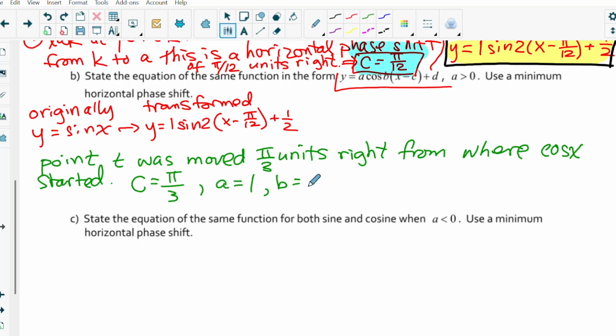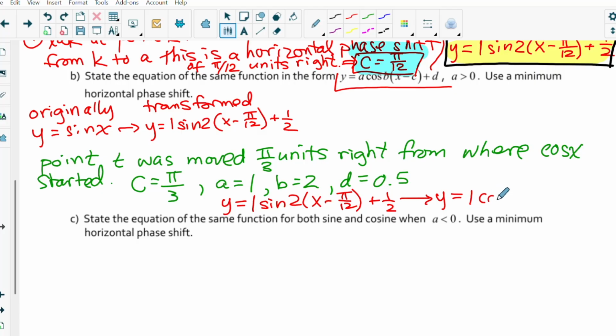My a value is unchanged, amplitude is still 1. My b value, related to my horizontal stretch, is still 2. And then my sinusoidal axis, I haven't messed with that, so it's 0.5, right? So if I plug this in, y equals 1 sine of 2 times x minus pi over 12 plus 1/2.